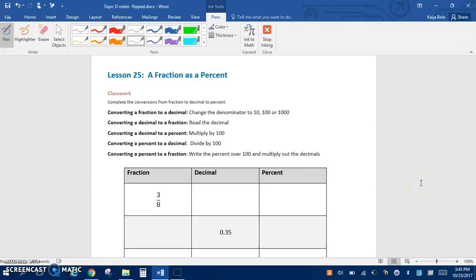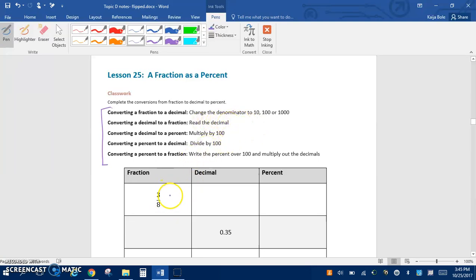Alright, so here we are on lesson 25, a fraction as a percent. Today we're going to work on converting fractions into decimals, into percents, and go back and forth in a lot of different ways. If you look up here in bold, these are the important things to note. For converting a fraction to a decimal, it says to change the denominator to a 10, 100, or 1,000. Right, because percents are always out of 100, sorry.